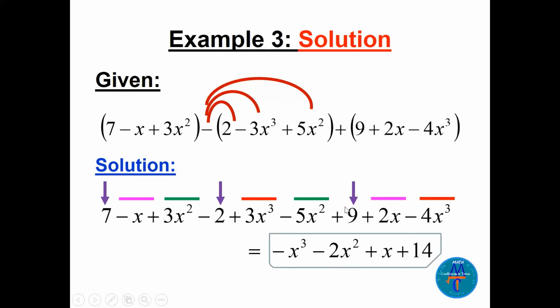I look at the numbers in the arrow, 9 minus 2 plus 7 is 14. That's the answer. Check please and see if you have any mistake, you can learn from it.